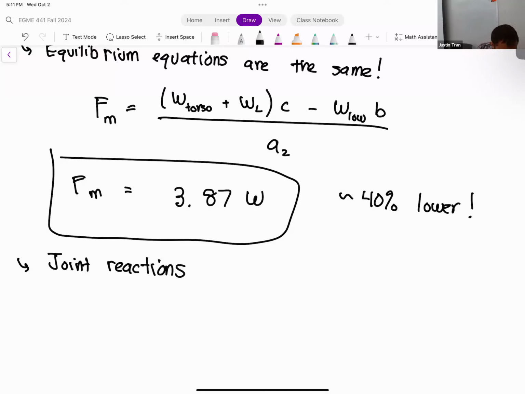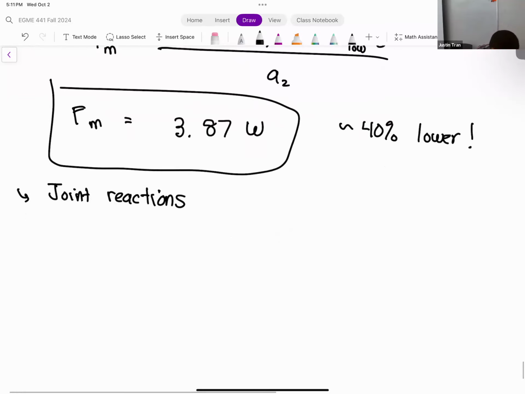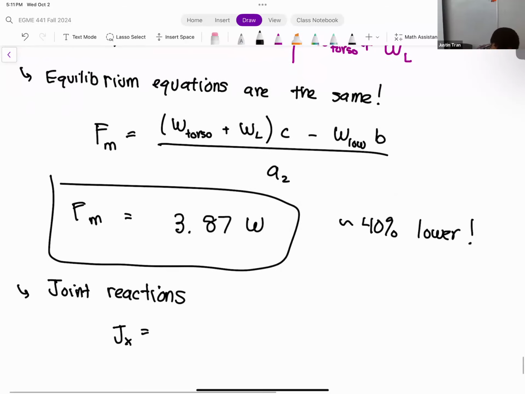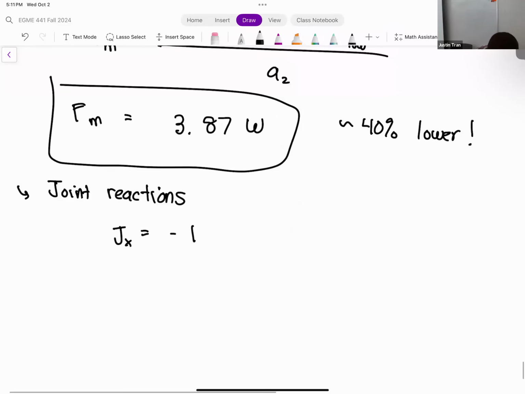Okay, so let's compute the joint reactions. Just like in the previous example, Jx here is going to be minus Fm sine theta m. So we plug in the value for Fm and the value of theta, and we get Jx equal to minus 1.32 W. Once again, it's negative, so all that means is that we just reverse it.